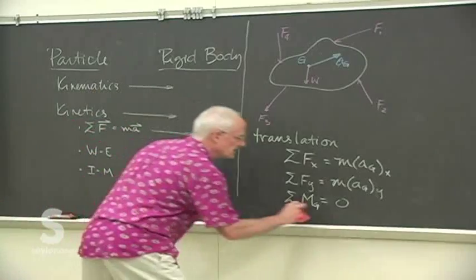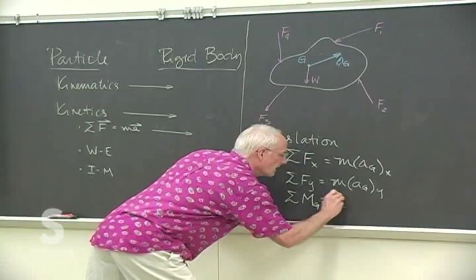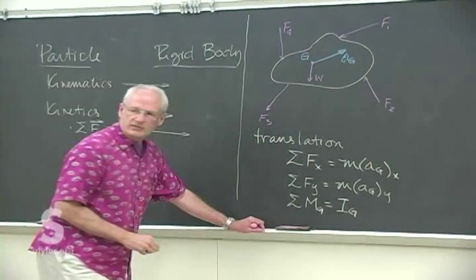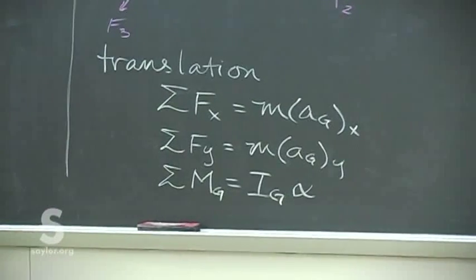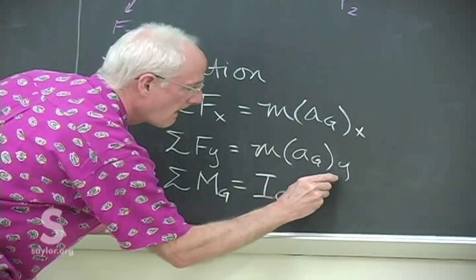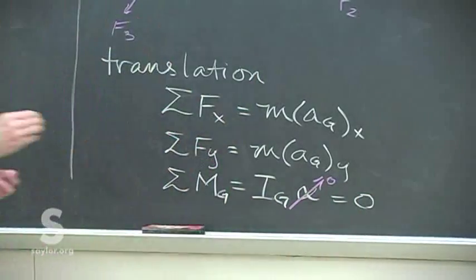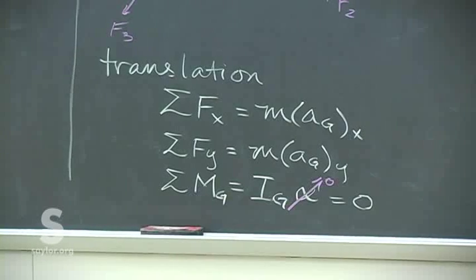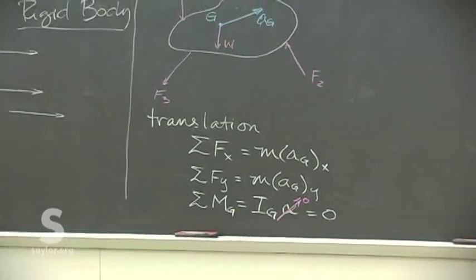If you remember from physics one, I guess we can be a little more complete. We can put in that the moment of inertia of the object times its angular acceleration. But if it's in pure translation, that is zero. And so if the moments are in balance, it's in pure translation. If it's in pure translation, then the moments balance. Those two things are essentially one and the same.